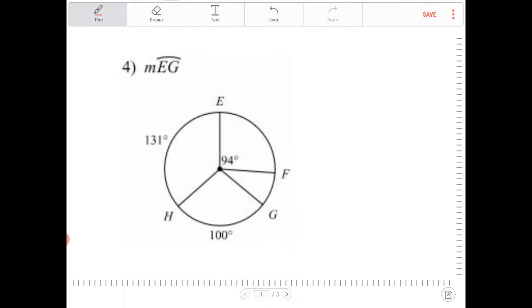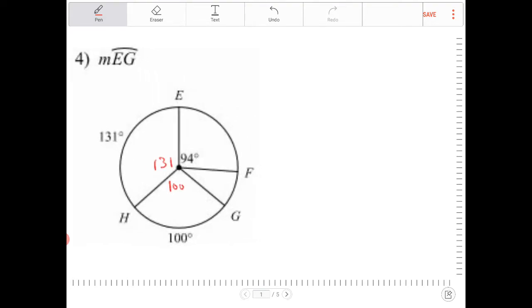Alright, no diameters here, however, you are told that HG is 100, so the central angle here is 100, the central angle here is 131, and the remaining angle must be supplementary to those three. So 94 plus 131 plus 100, what is that? That is 325, so that means left over here must be 35. So arc EG must be, and I'm going to assume that it's the minor arc, 129.